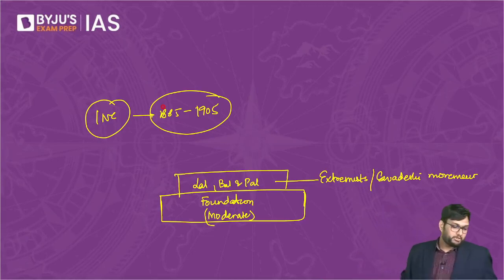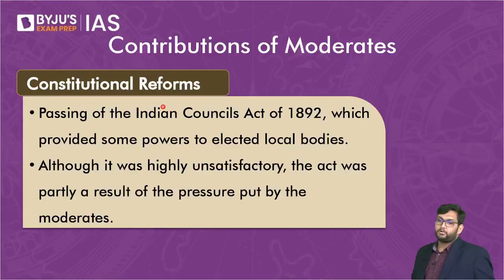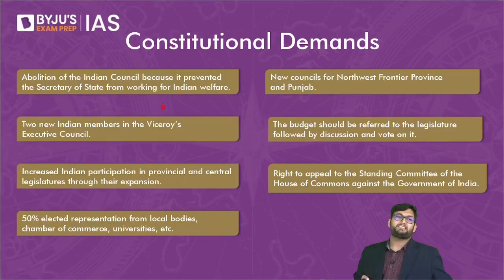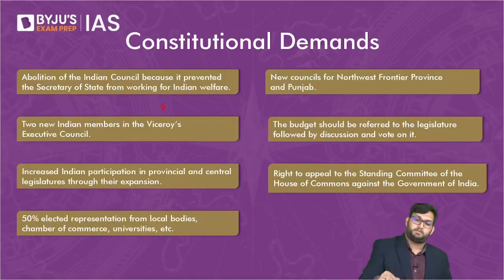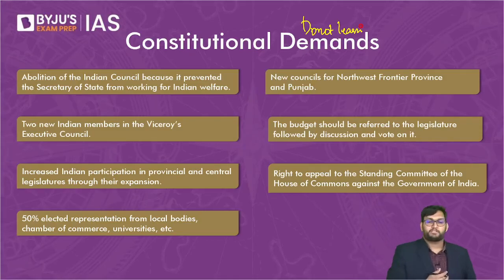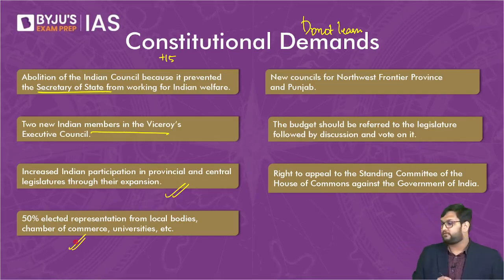Right? So when we look at their demands, you will see that they're very standard demands. Again, do not learn. But let's see their demands. Abolition of Indian Council because it prevented Secretary of State from working for Indian welfare. So they said that the problem is not the Secretary of State, but his 15 members. A new member in the Viceroy's Executive Council, but Indian. Increased participation in provincial and central legislature. 50% of elected representatives from local bodies, Chamber of Commerce and universities.